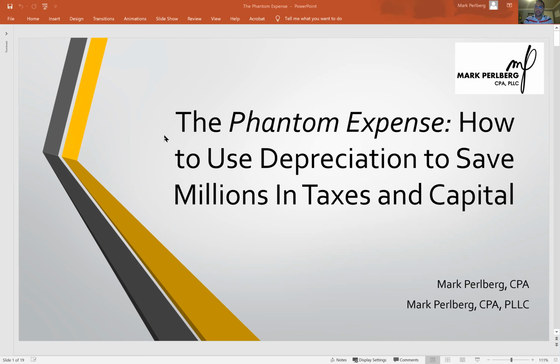Aka the phantom expense, and how to use depreciation to save millions in taxes and in capital. So depreciation is probably one of the greatest topics when we talk about the tax advantages of investing in real estate. When we talk about investing in real estate, it's one of the first things you want to understand when we're thinking about the tax advantages is depreciation.